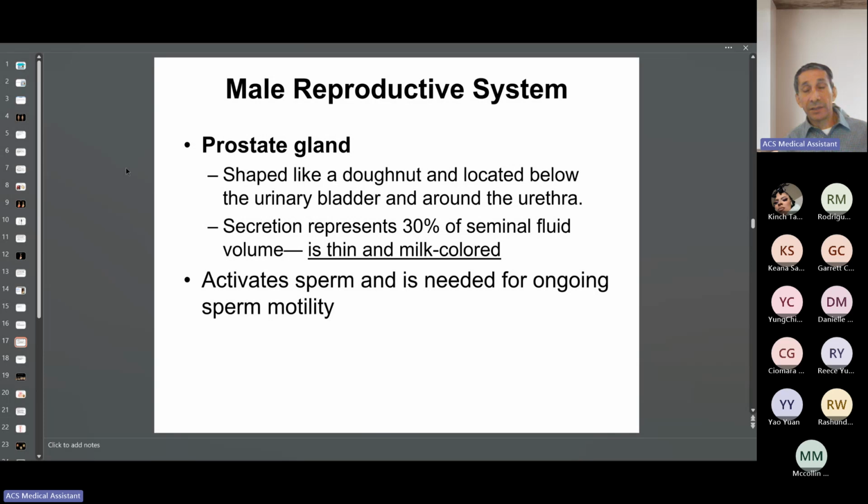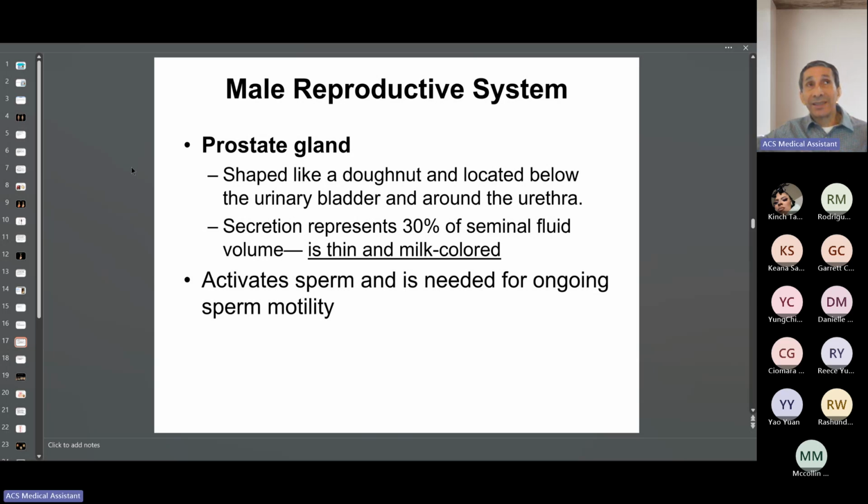And what is it that this gland produces or secretes? The volume is around 30% of the seminal fluid. See, now we're talking about the seminal fluid because it's the one that we collect, because it is more secretions from the seminal gland than the prostate. So this is 30%.